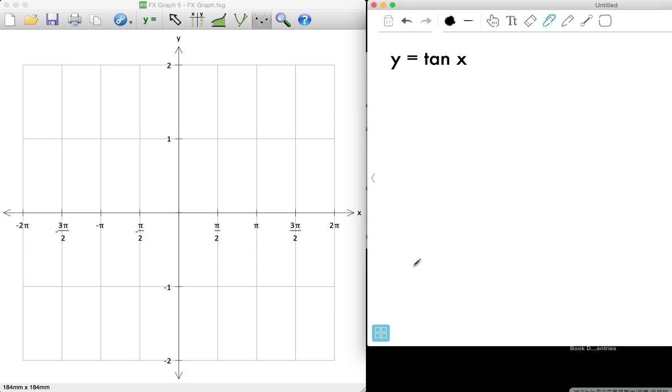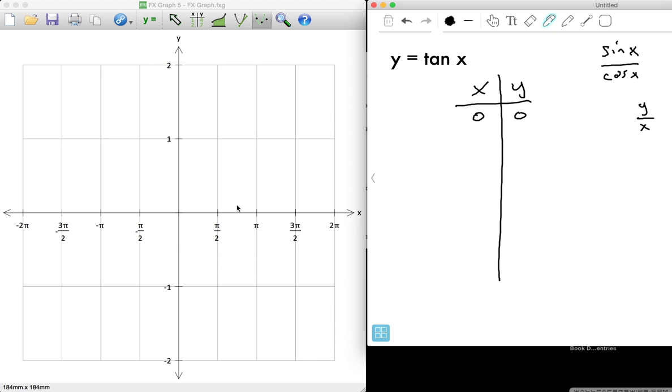Now this is a little bit harder to graph because you're going to end up with a lot of vertical asymptotes. When x is 0 radians, tan of 0, remember tan is sine x divided by cos x, or your y value divided by your x value in your unit circle. So when x is 0, when the radians is 0, we get 0 over 1, which is 0, which is this point right here.